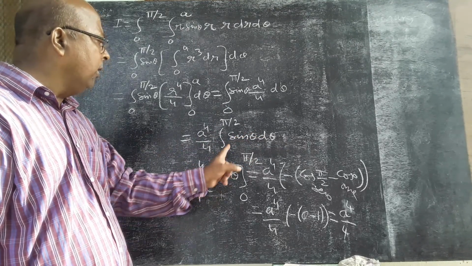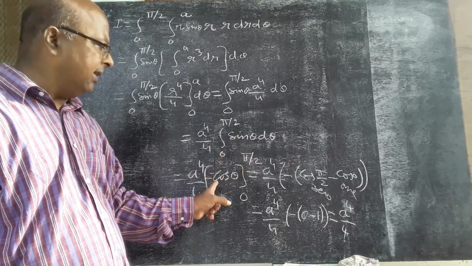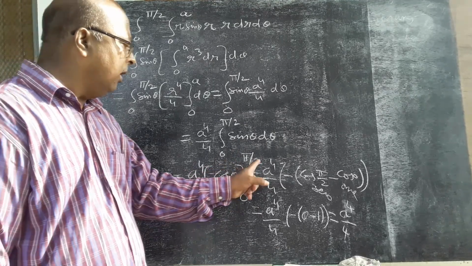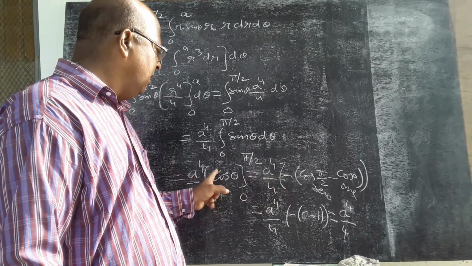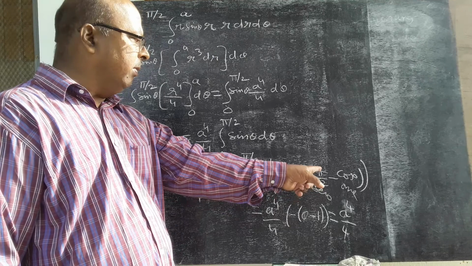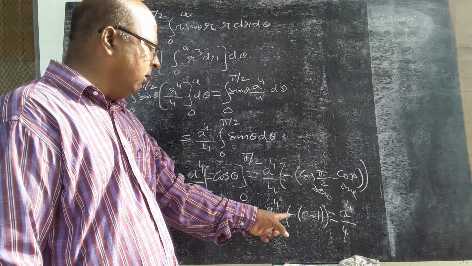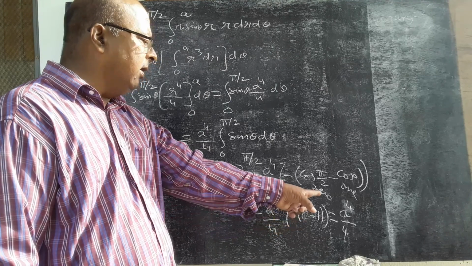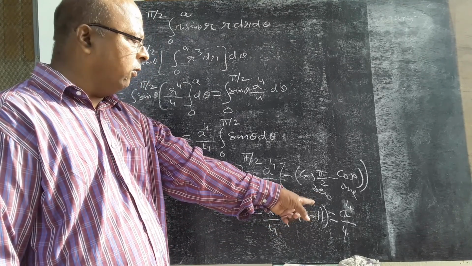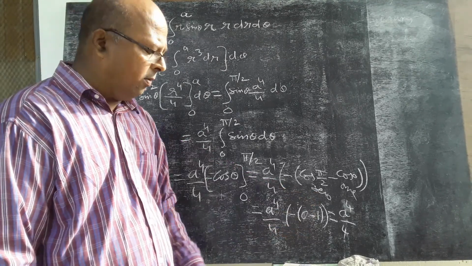A power 4 by 4, integral sin theta is minus cos theta, from 0 to pi by 2. A power 4 by 4 times upper limit minus lower limit. Cos pi by 2 minus cos 0: cos 0 is 1, cos pi by 2 is 0. So a power 4 by 4 times minus of 0 minus 1. That is nothing but a power 4 by 4. Note down.